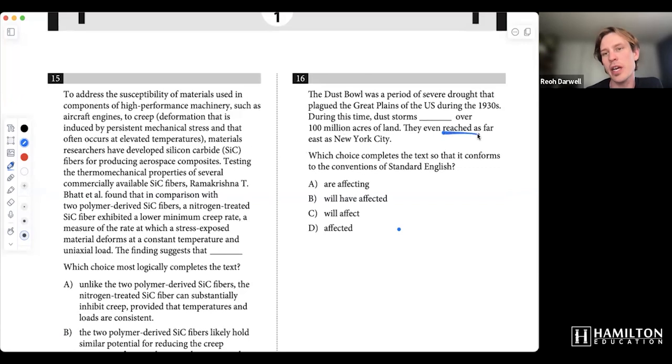So we see "are they reached," we see "was," we see all these suggestions, meaning we're in the simple past tense. So our correct answer must also be in the simple past tense, affected. All right. A would mean that they're doing it right now. B would mean in the future. C would mean in the future. So that is how we arrive at D for question 16.